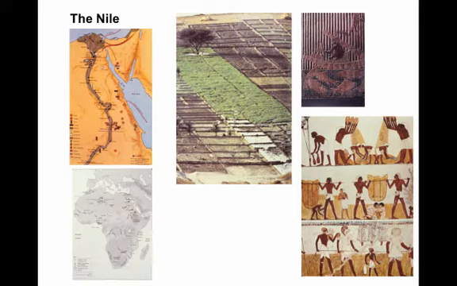Now, because they had stone, which the Mesopotamians did not, or had very little of, their monuments are built in stone. They engrave on the stone depictions of their life, and so we know a lot about it. Here are fishermen on the Nile, and here is how they processed the wheat.